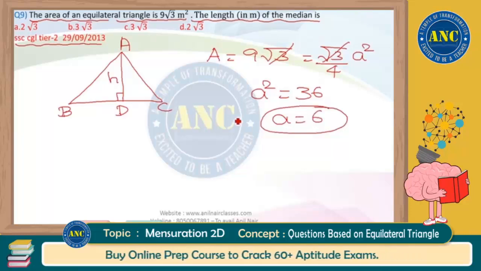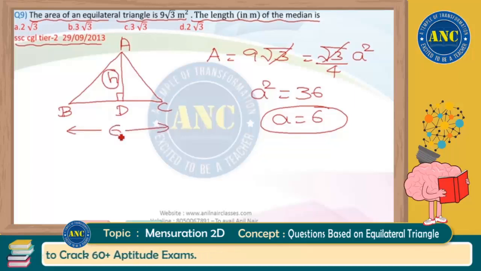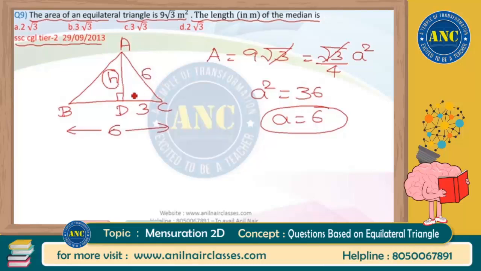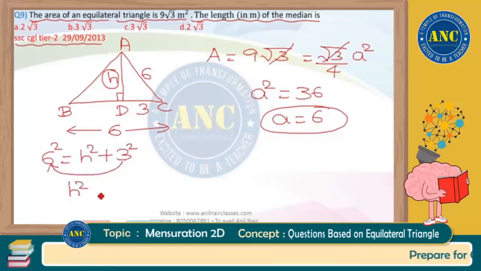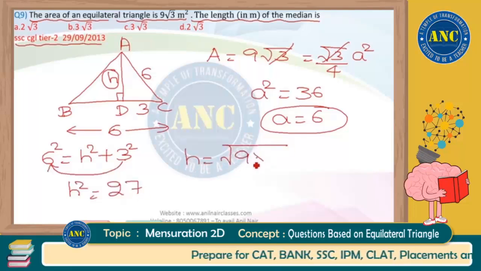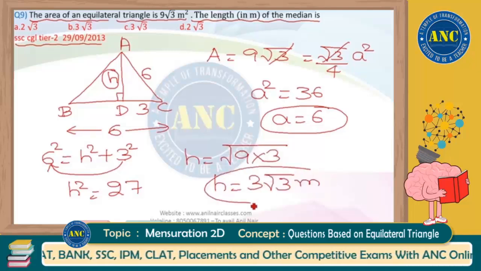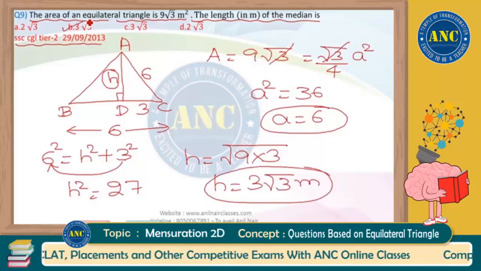If a is 6, they are asking you to find the value of H. If the total side value is 6, then DC value will be half of that. It will be 3 and this AC will be 6. So Pythagoras theorem says that 6 square is equal to H square plus 3 square. That means 6 square is 36, 3 square is 9. 36 minus 9 is 27. So H square is 27. H value is square root of 9 into 3. Root 9 is 3. Answer is 3 root 3 meters, which is nothing but my option B.